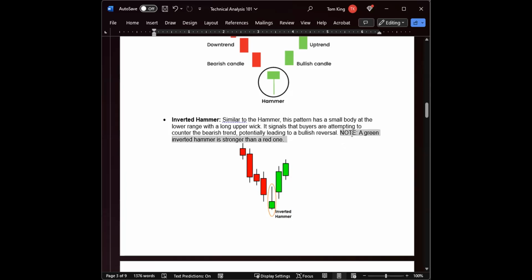But I put here that a green inverted hammer is stronger than a red one. What would a green one mean? A green one would mean we opened down here at the bottom. Buyers pushed it up. They couldn't win the whole day, but it still closed above the open. So a green inverted hammer is also a pretty good potential reversal signal.